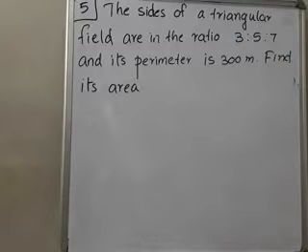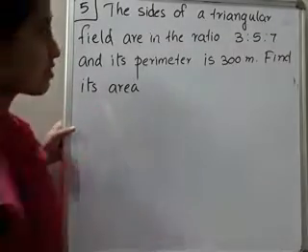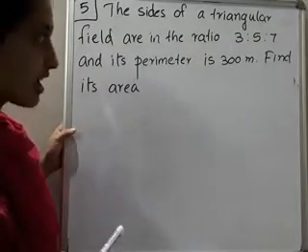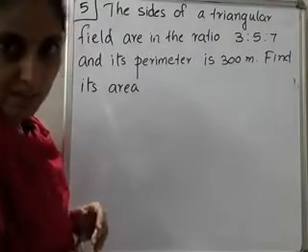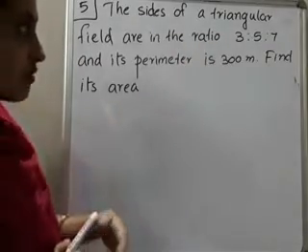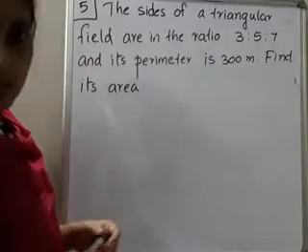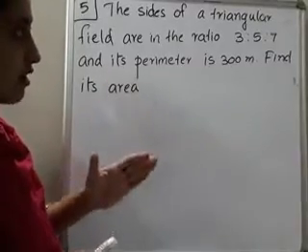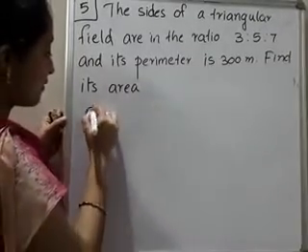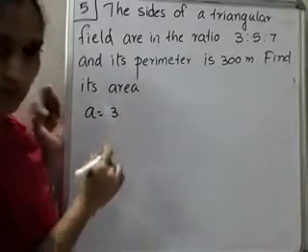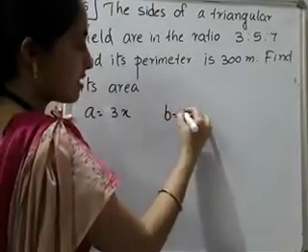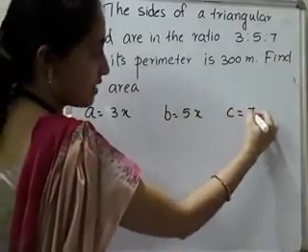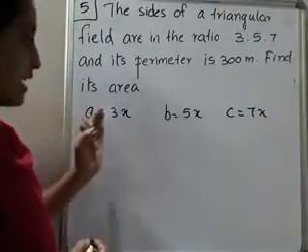Yes, next question. The sides of a triangular field are in the ratio 3:5:7 and its perimeter is 300 meter. Find its area. Here the sides are not directly given, but one hint is given. What is that? They are in the ratio 3:5:7. So how can we represent A? A is equal to 3 into x; the ratio we can convert into numbers. Then B is equal to 5x. C is equal to 7x. So these are the sides.